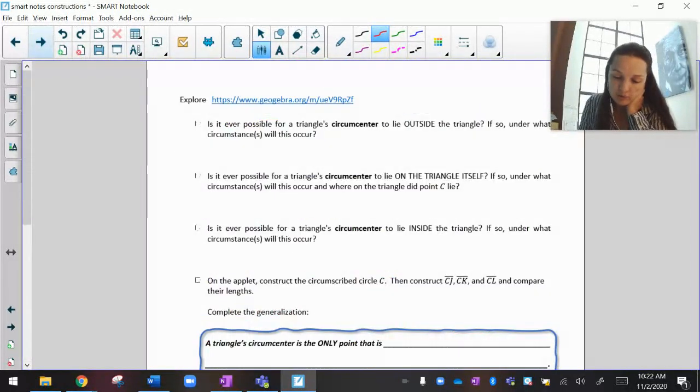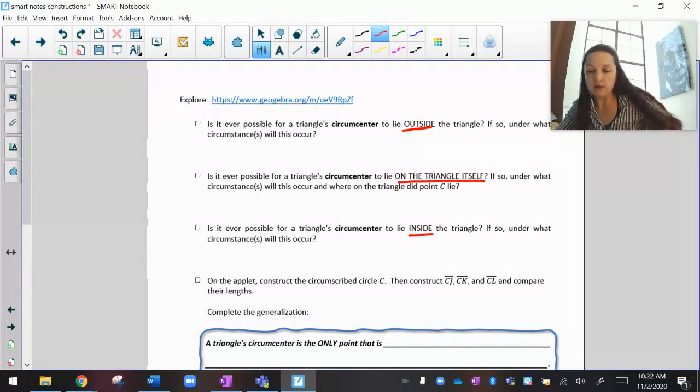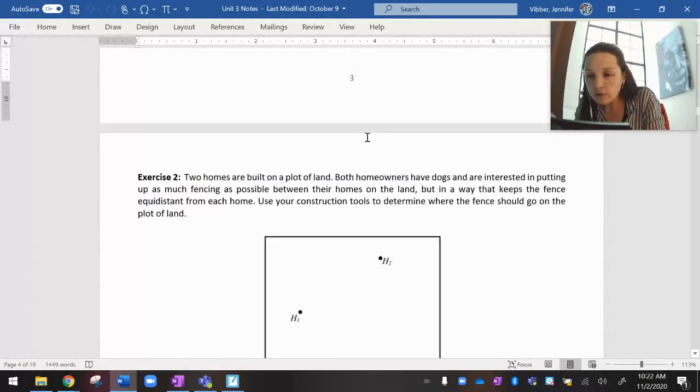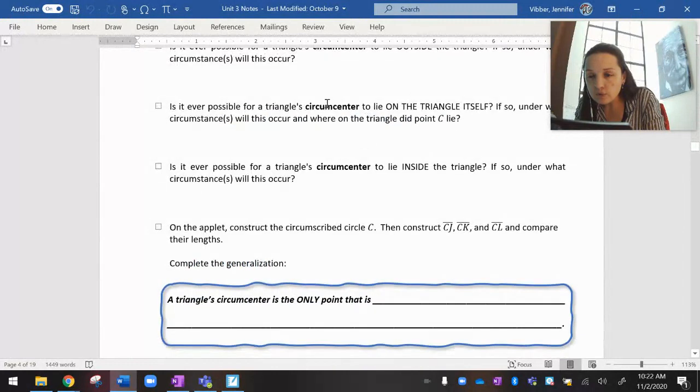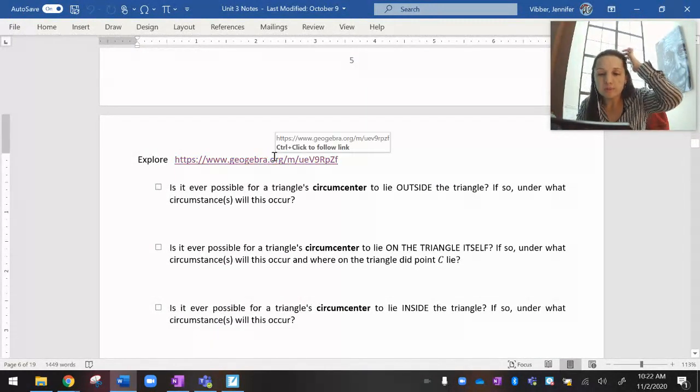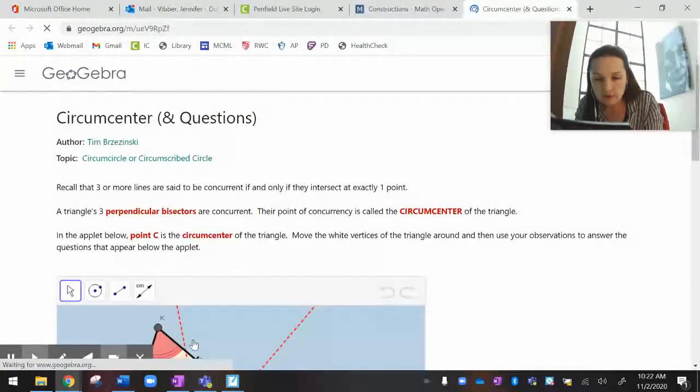And then we're going to turn the page. Now it says, we're going to explore this thing on GeoGebra. Is it ever possible for a triangle circumcenter to be outside of the triangle, on the triangle, inside the triangle? So we're going to take a peek at this next thing right now. So I want GeoGebra. I got to pull this up here. Whoop. And this is just going to be a little applet. Okay.